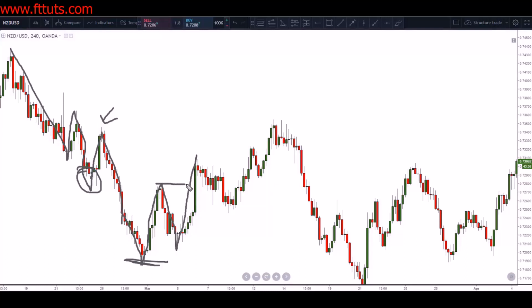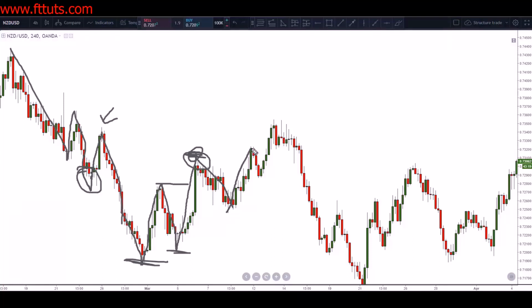Now we've broken above previous structure resistance. Is this going to be a resistance level? Well, if we get more than 2 red candles on the way down, and we get more than a 382 retracement from our swing low to our swing high, then the answer is yes. So this is a legitimate level of resistance.